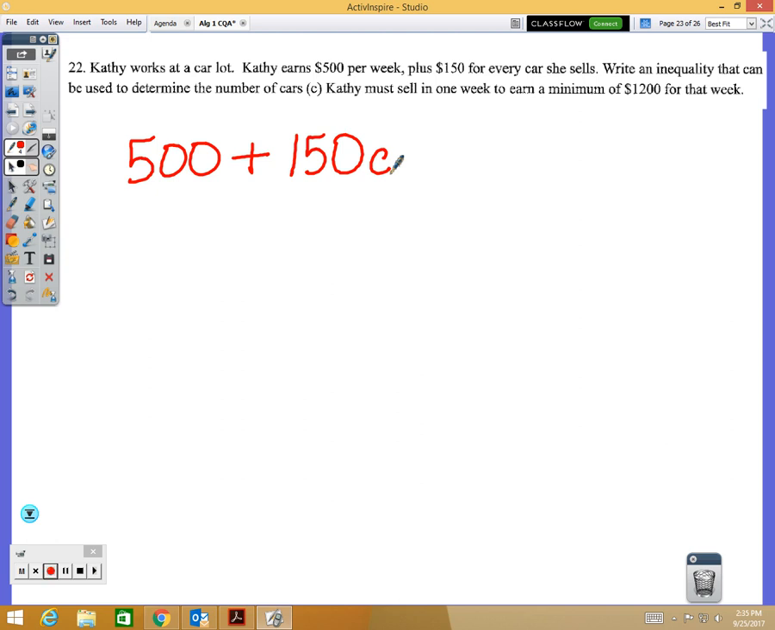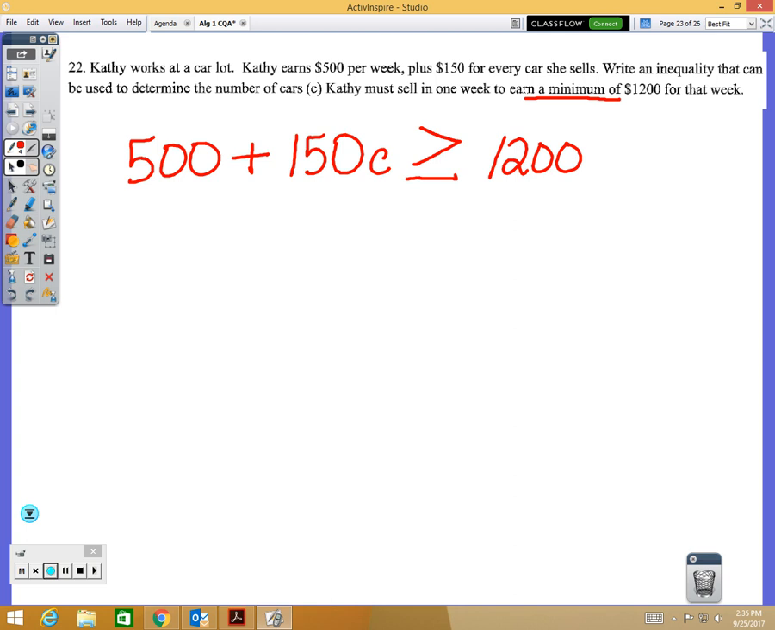Now, she wants to earn a minimum of $1,200. We need to figure out an inequality sign to put in the middle there. Can it be equal to 1,200? Yes, to be a minimum, it can be equal to 1,200, or we'd want it to be greater than 1,200. So that would be the symbol that you would want to use. That's important that you're choosing the correct inequality symbol there.